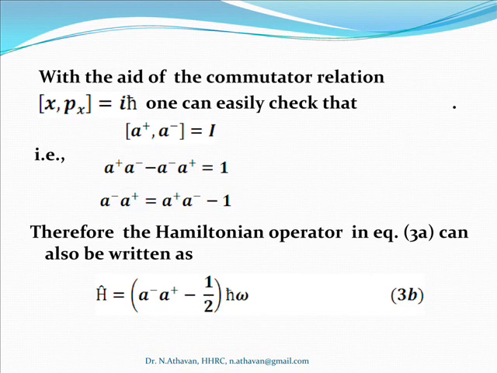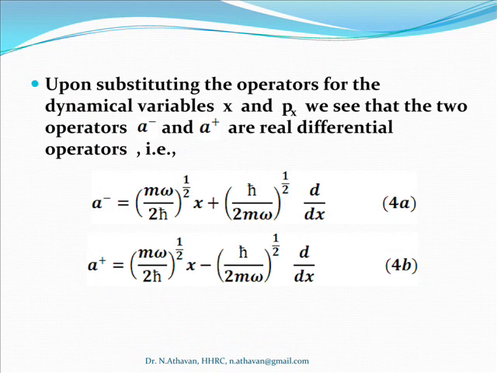If a plus a minus comes, then it has to be a plus a minus plus half h cross omega. If a minus a plus comes, then the Hamiltonian operator is a minus a plus minus half h cross omega. So this is for our convenience only.